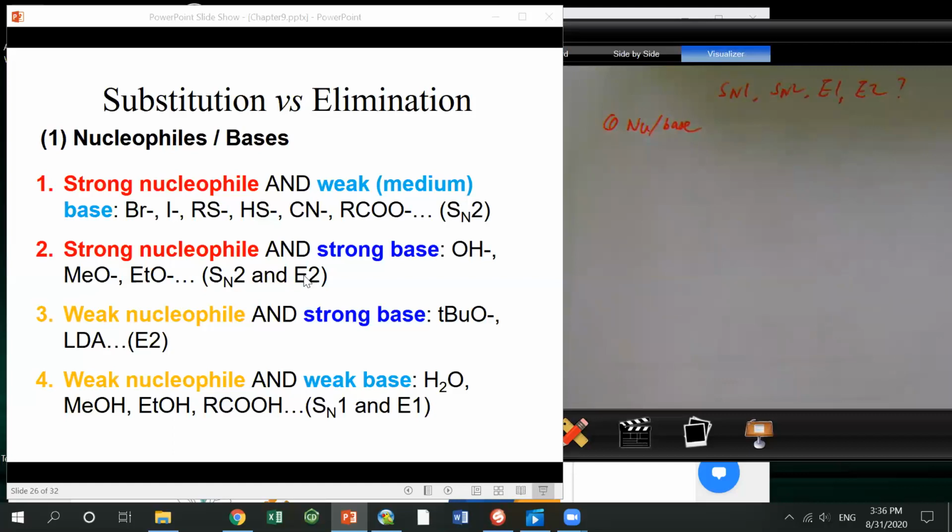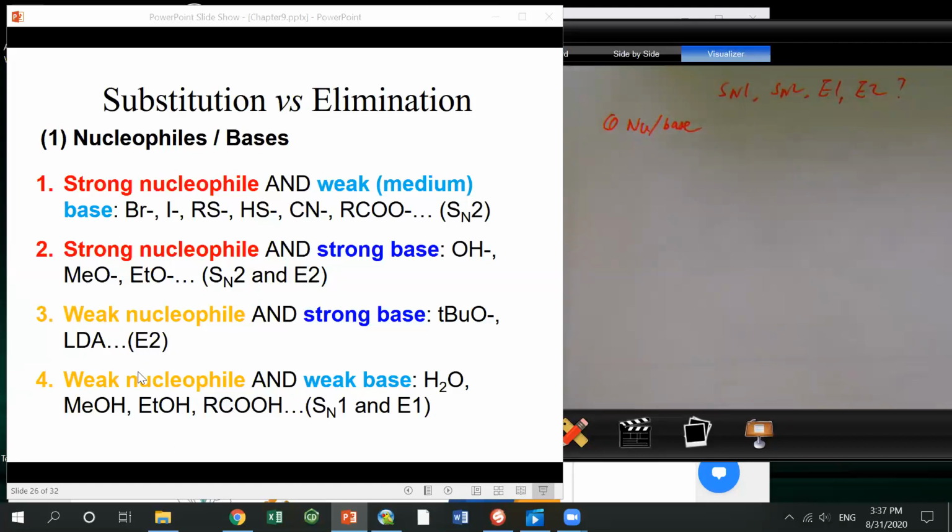So SN2 will compete with E2, because those can work as both the nucleophile and also the base. And if it's a weak nucleophile but strong base, like t-butoxide and also LDA, we'll talk about the structure, and also triethylamine, we talk about today, then it's only E2, no substitution.